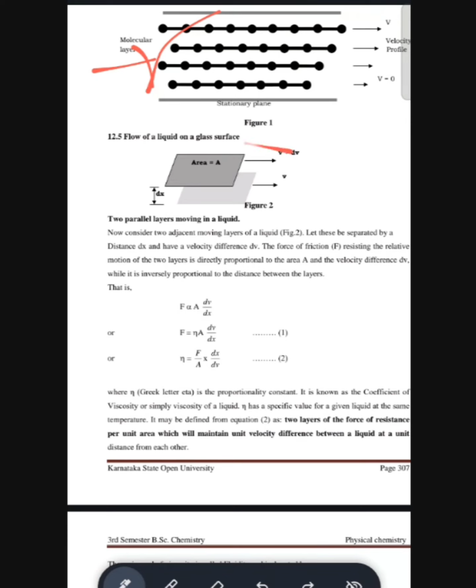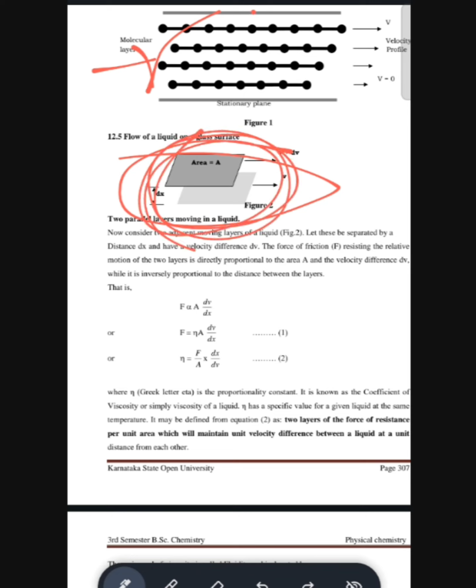For example, here we have taken two layers of one molecule. This is liquid molecule one. Same thing, we will have different layers in each molecule of liquid. So there will be a force of friction resisting the relative motion of the two layers, which is directly proportional to the area and the velocity difference dv. dx is the separated distance between two different layers. So this is with respect to liquid.